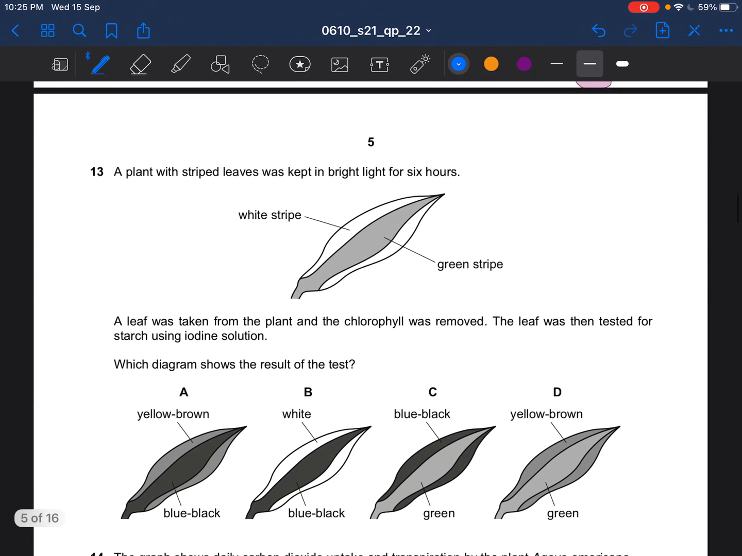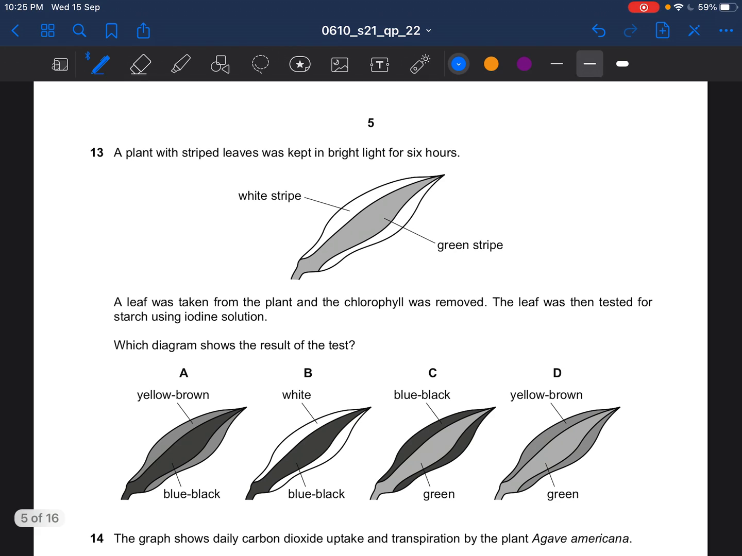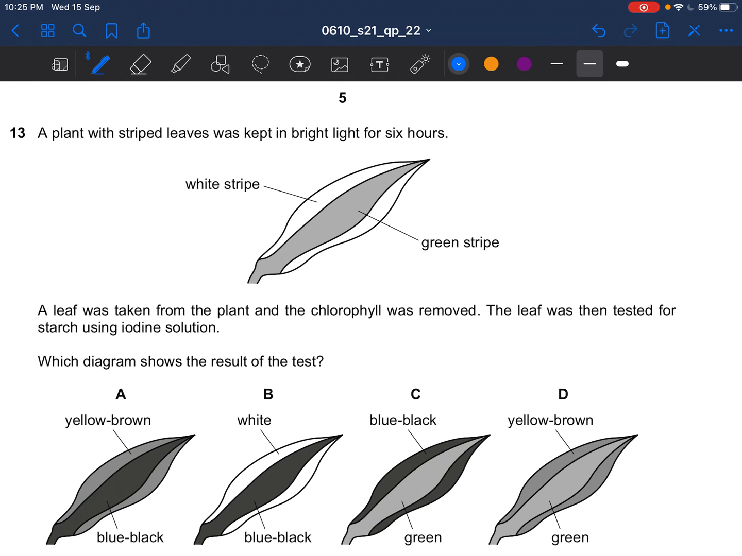Next question, a plant with striped leaves was kept in bright light for 6 hours. A leaf was taken from the plant and chlorophyll was removed. The leaf was then tested for starch using iodine solution. Which diagram shows the result of the test? So the green stripe contains chloroplasts, so photosynthesis will occur. It would give you a positive result, while at the white stripe there are no chloroplasts, so no photosynthesis, so it will give you a negative result.